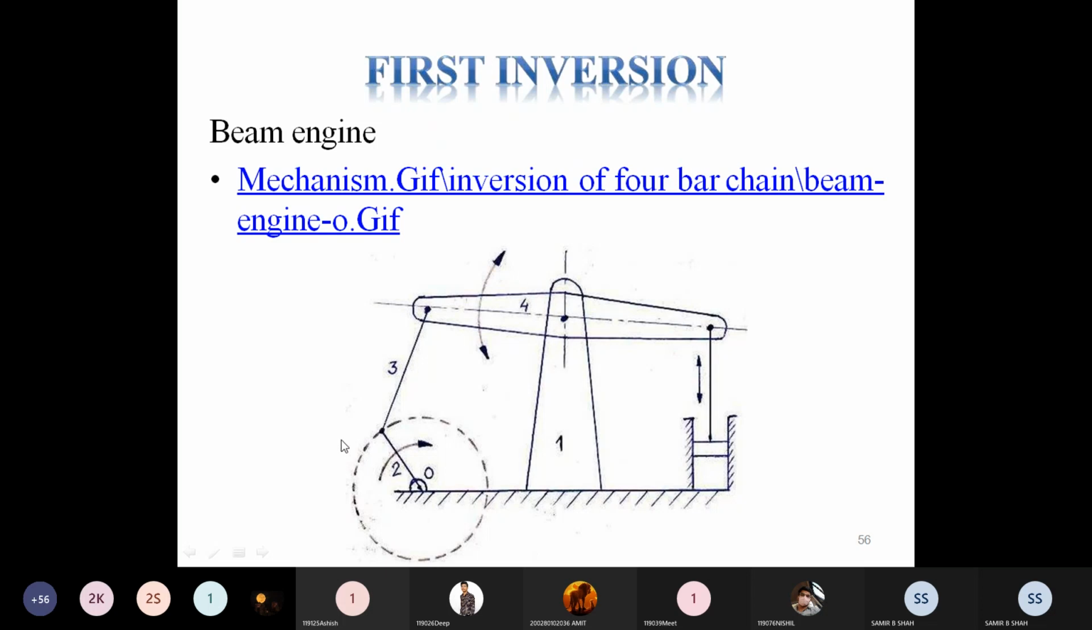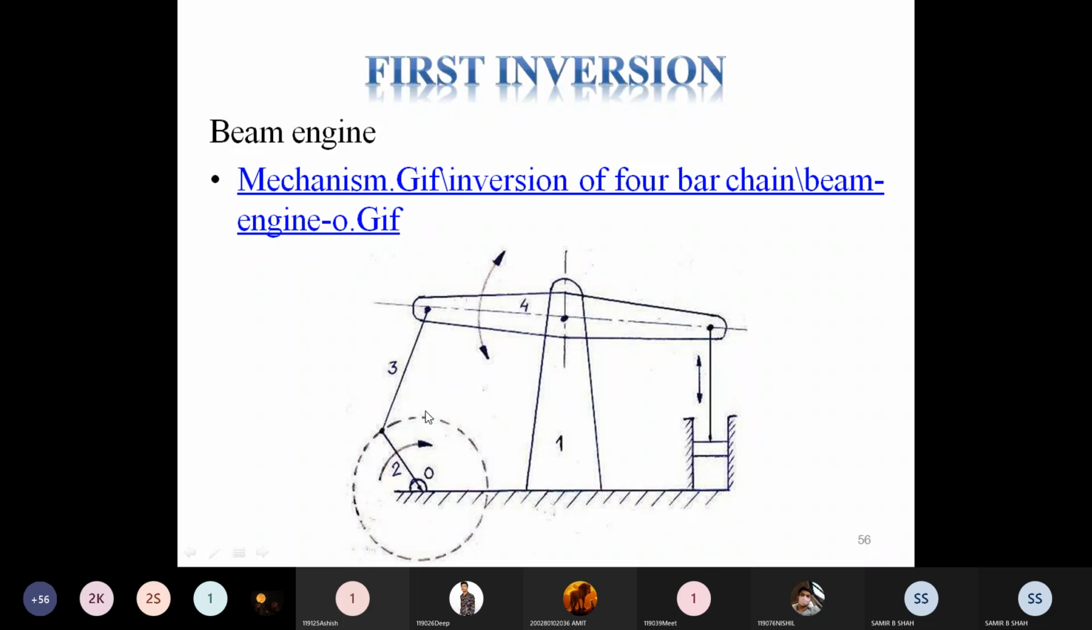Okay, this is the first inversion, the beam engine, where this is the first link, second link, third link, and this is the fourth link. And here we get the output. If we talk about the second link, it is considered as a crank, which rotates about the fixed center. As you can see here, the direction is given to you, and this O is the center. So about its own center, it may rotate.